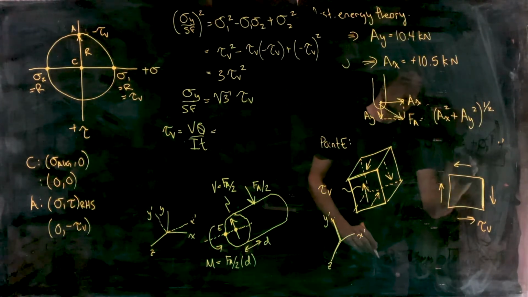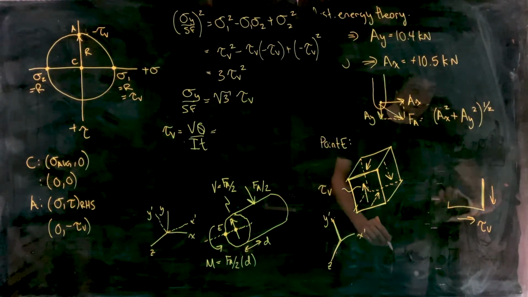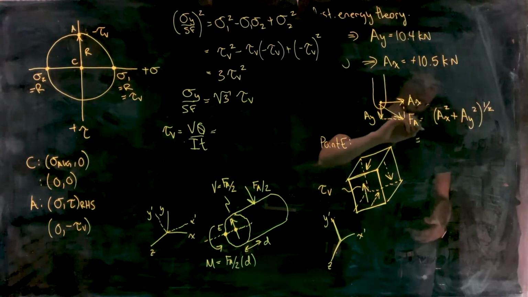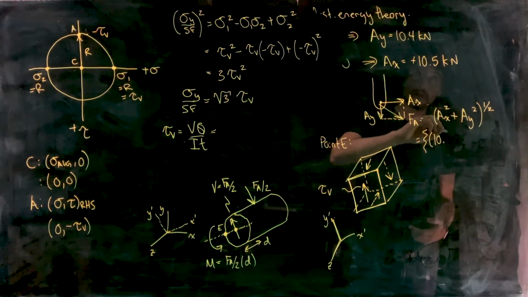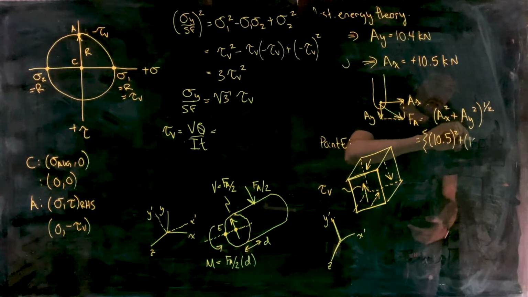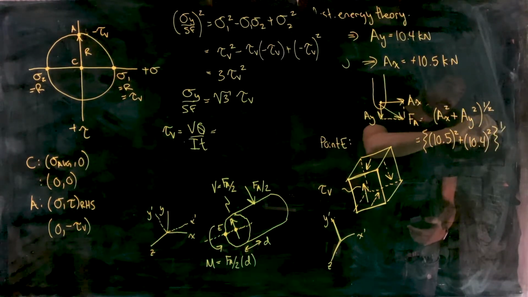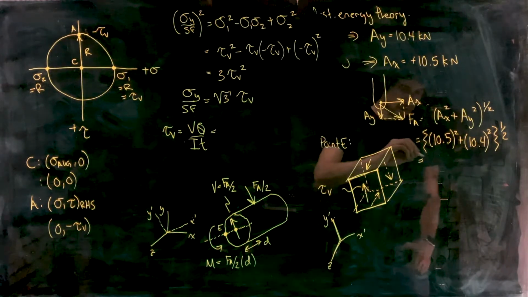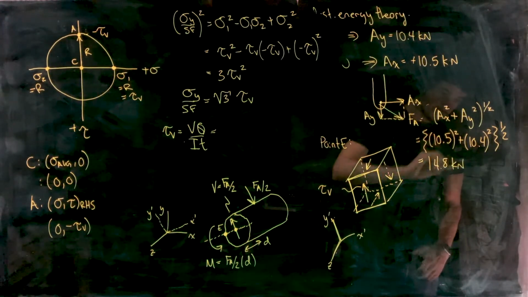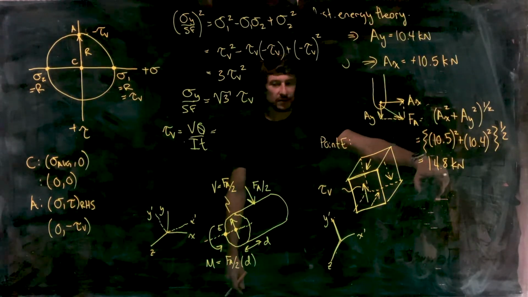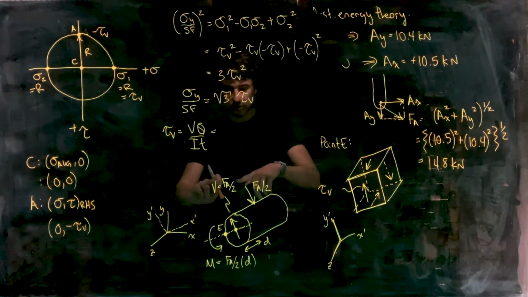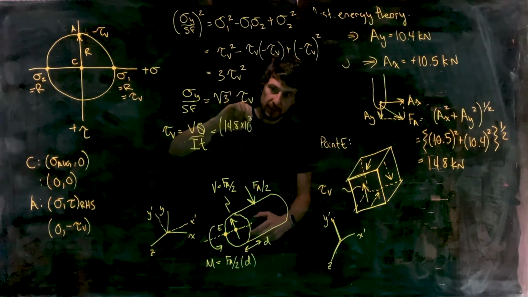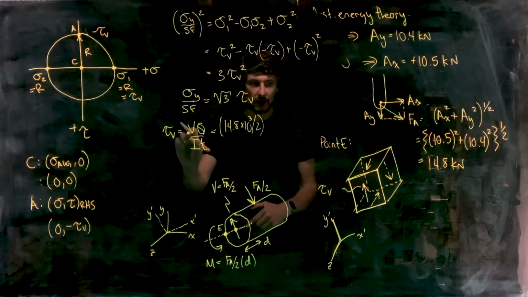Okay, so let's put in what our value for that is, and we can put that in our equation when we do it because that will be important. So we've got what? 10.5 squared plus 10.4 squared to the value of 1/2. And that gives us what? 14.8 kilonewtons when you do the math on that. Okay, so there's our value of FA. So coming back over here, our internal shear force is FA divided by 2. So we've got 14.8 times 10 to the 3 divided by 2 for our value of V.